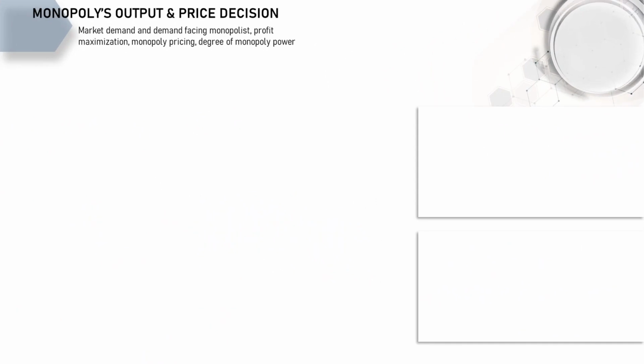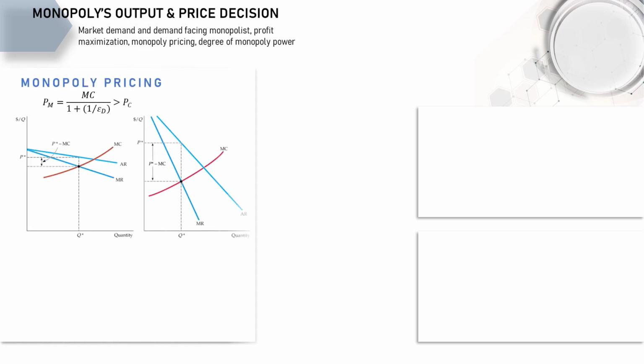From the previous slide, we know monopoly price can be obtained by substituting the optimal output into the inverse demand function. We now want to see how monopoly pricing is compared with competitive pricing. Remember, in a competitive market, competitive price is equal to the firm's marginal cost and marginal revenue.